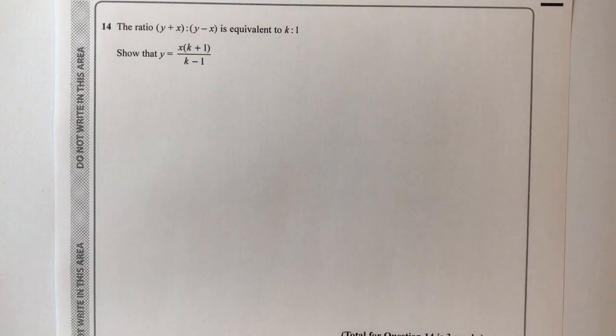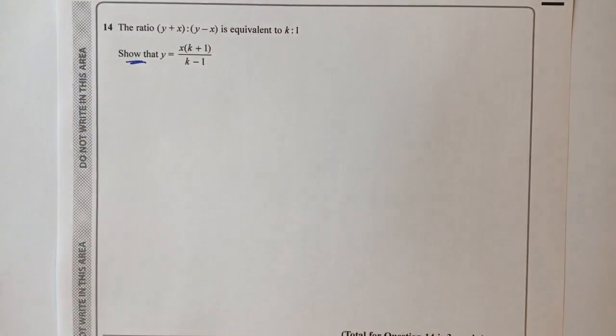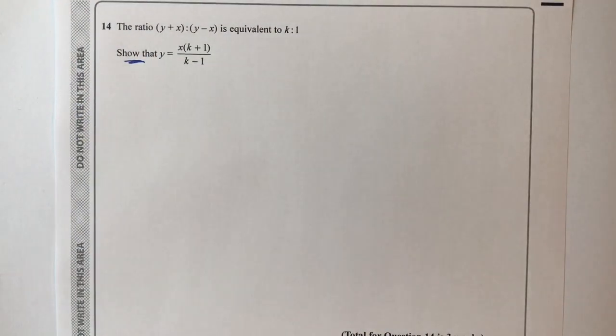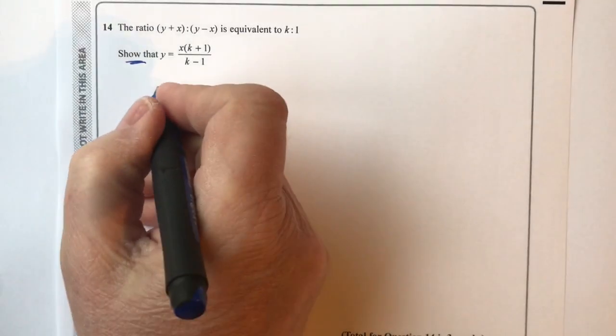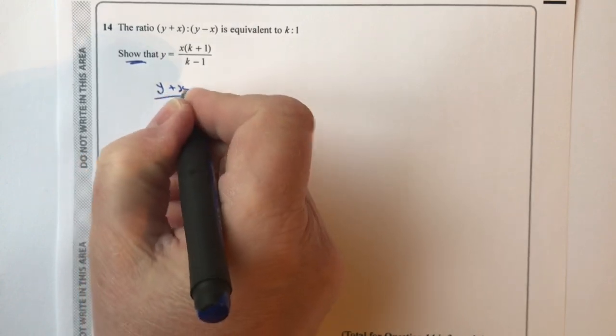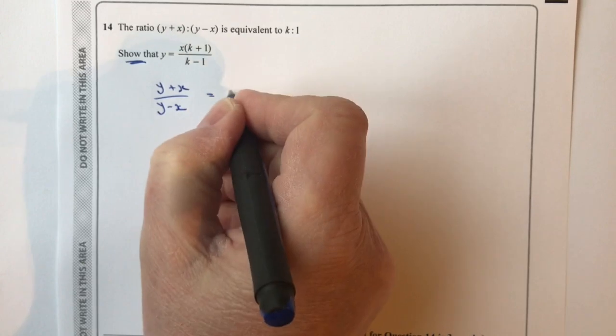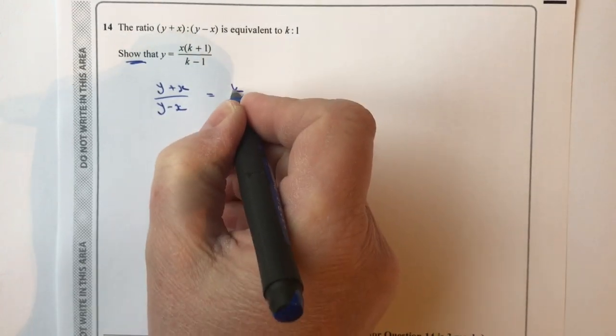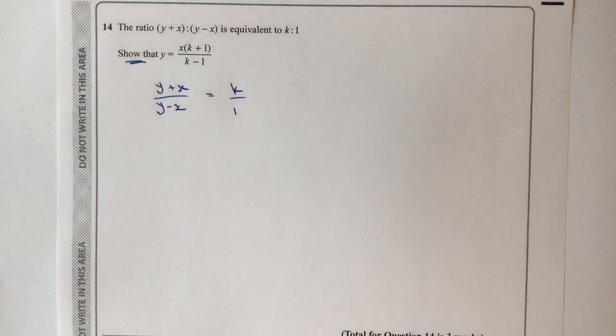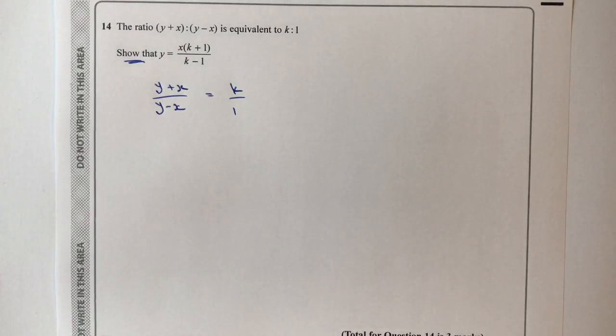So it seems in this particular paper there's quite a lot of show that questions. But what I'm going to do is rewrite that first line as y plus x, and rather than to the ratio I'm going to divide it by y minus x, and I'm going to say that's equal to k over 1. So don't forget, with ratios you can write them as fractions. Okay, they're not exactly the same, but you can write them as fractions, and if we do that, it allows us then to cross multiply.